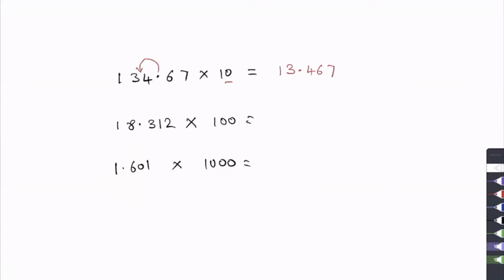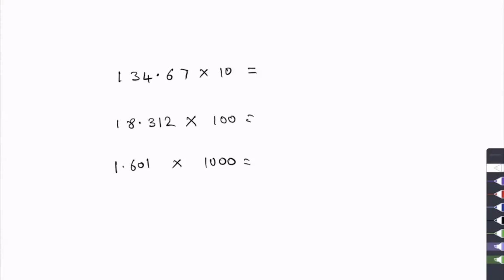In the second one, we have 2 zeros. So we move the decimal place 2 places to the left. So it goes in front of the 1. So that becomes 0.18312.